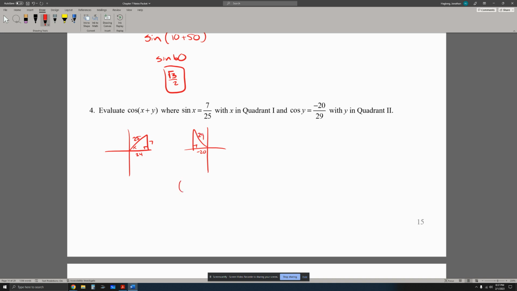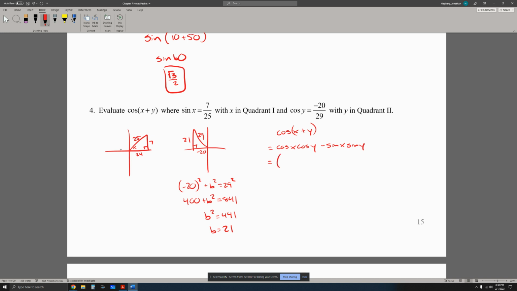Let's find that third side length, so using the Pythagorean theorem. And again, you probably will recognize this as a Pythagorean triple. We get 400 plus b squared is equal to 841. So then b squared is equal to 441, or b is 21. And we're in quadrant 2, so that vertical component is positive. Okay, so then the cosine of x plus y is equal to the cosine of x, cosine of y, minus sine x, sine y.